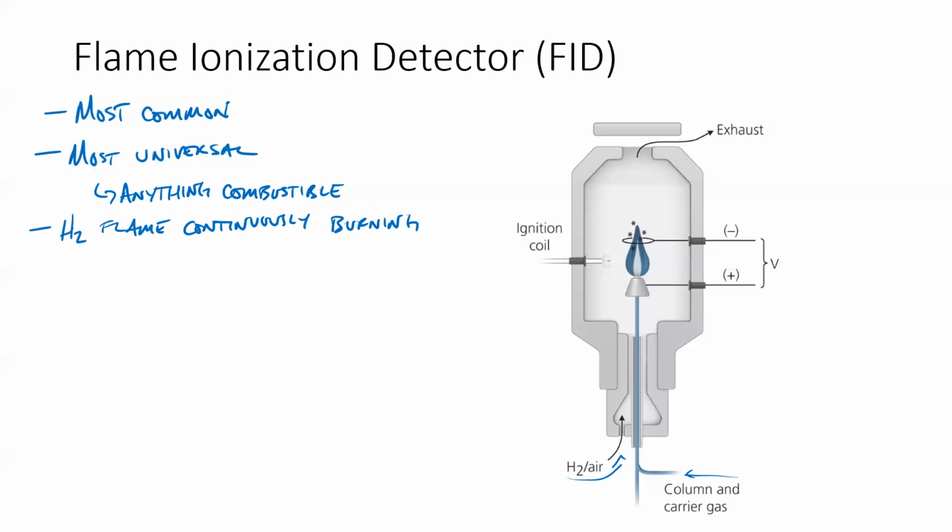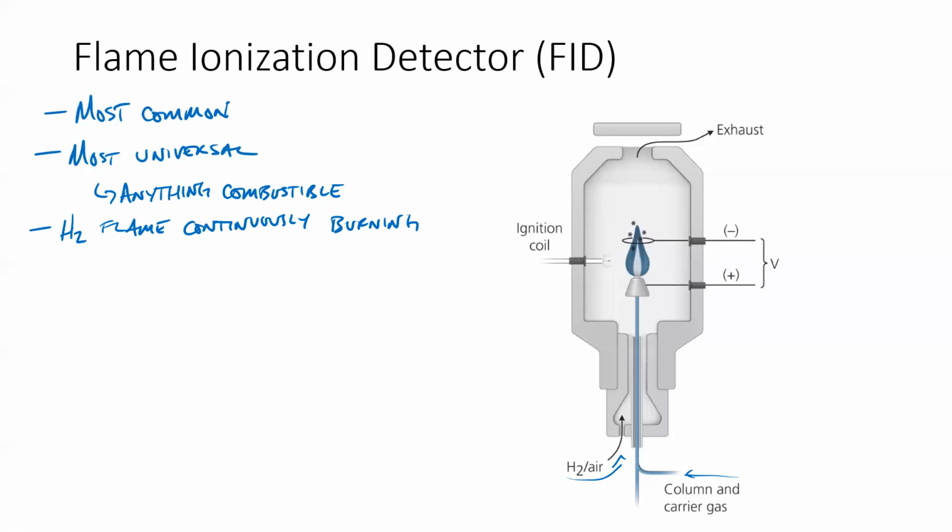One of the interesting things about GC-FID is that you can't see a hydrogen flame. It's colorless. And so the only way to really know if your detector is turned on is to put a cold piece of metal over the outlet so that the water vapor that's generated condenses on that metal. And if you see the condensation, then you know your flame is on.